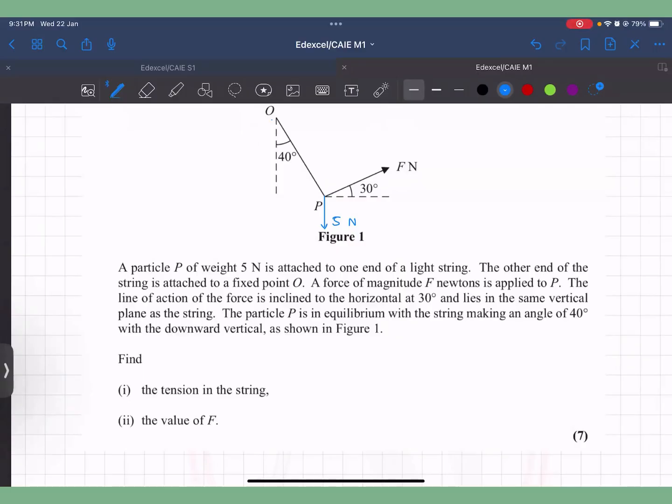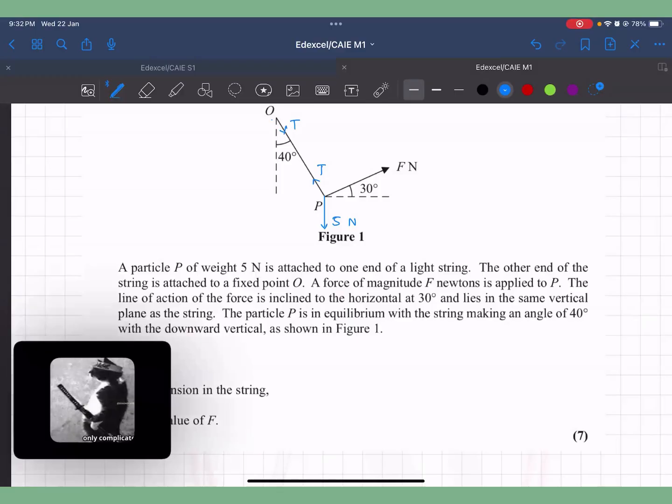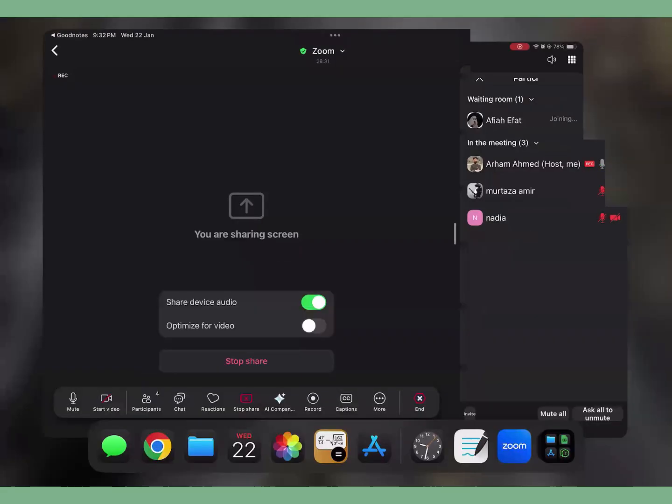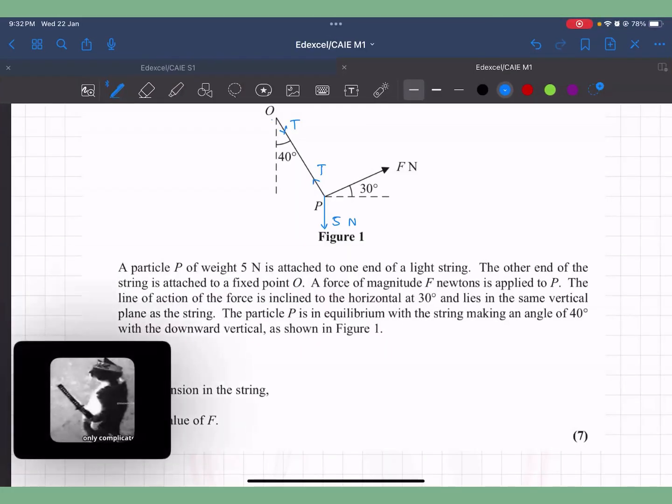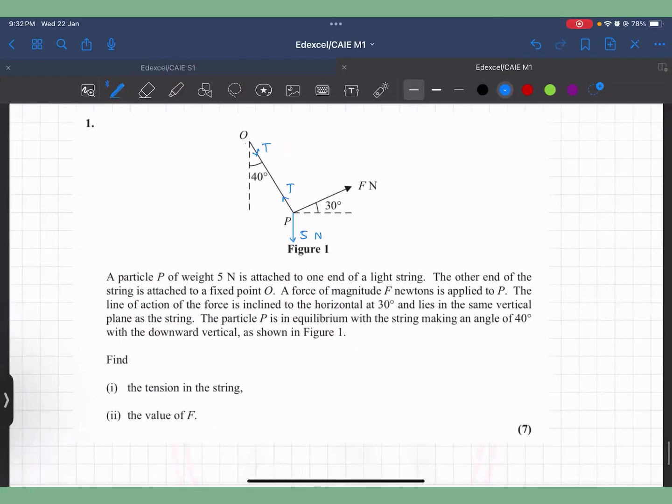A force of magnitude F Newton is applied to P. This is a separate force, this is a string. Over here we would have a force of tension. And this is simply a force on P. So it's applied to P. The line of action of the force is inclined to the horizontal at 30 degrees and lies in the same vertical plane. The particle is in equilibrium. Everything is given to us. So what do we need? Find the tension in the string.